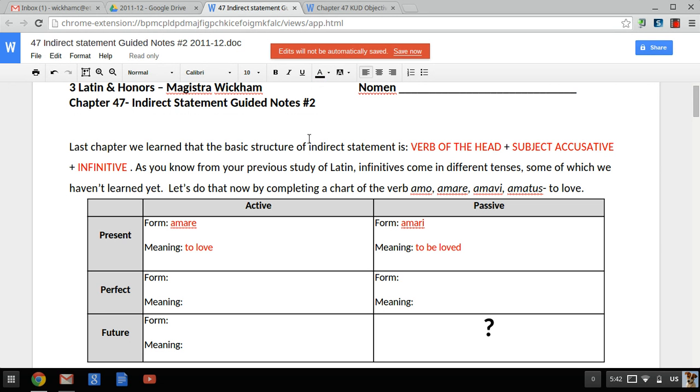And I believe we left off with the perfect active infinitive, which looks just like a third principal part, amavi plus isse, and is translated to have loved. You'll see that we actually use this one this time. Instead of just learning the form, we're going to be using these new infinitives. And then the passive form of the same infinitive, the perfect passive, is the fourth principal part plus esse. And it's translated similarly, it just means to have been loved.